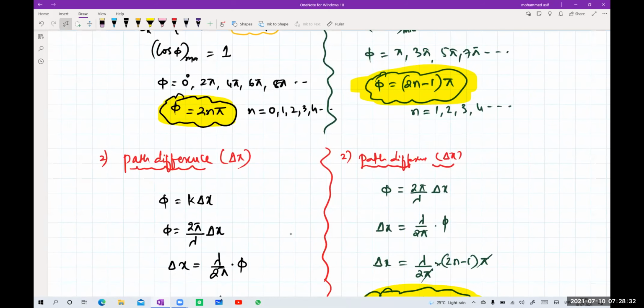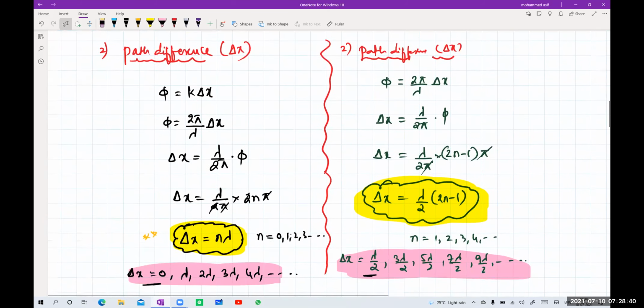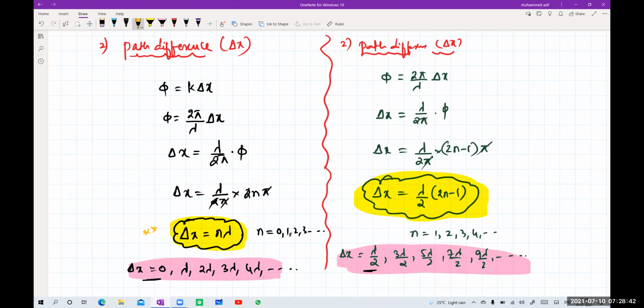The path difference formula is phi equal to 2 pi by lambda into delta x. So delta x is equal to lambda by 2 pi into phi. Substitute this phi value here now. So what is that phi value? 2n minus 1 into pi. So this pi and this pi get cancelled here. So delta x is equal to lambda by 2 into 2n minus 1, where n is equal to 1, 2, 3, 4, go on like that.